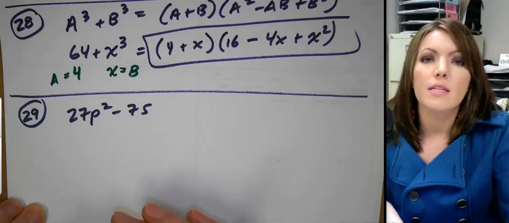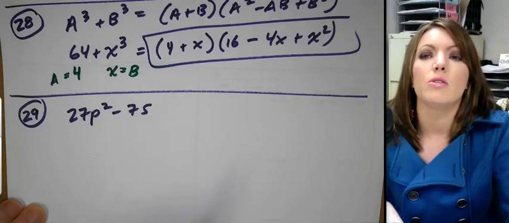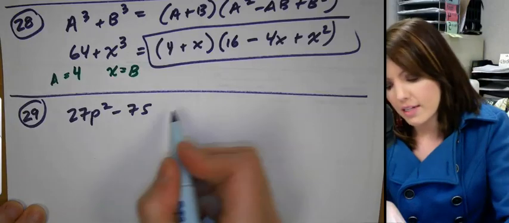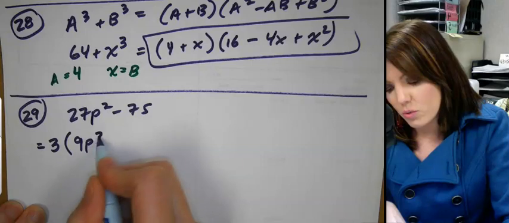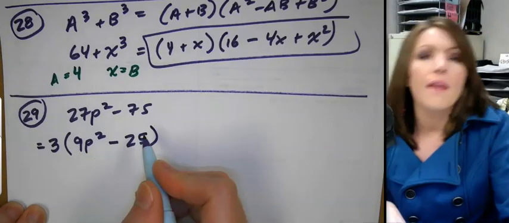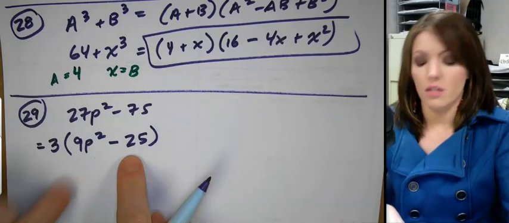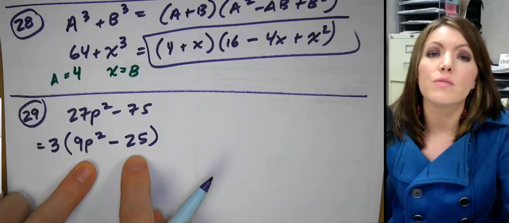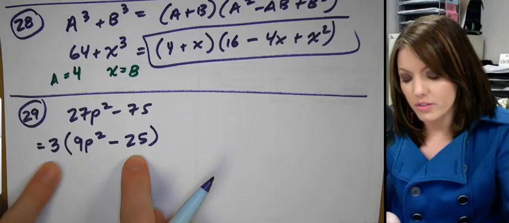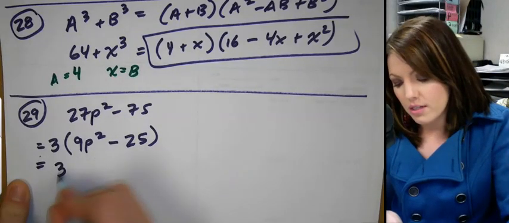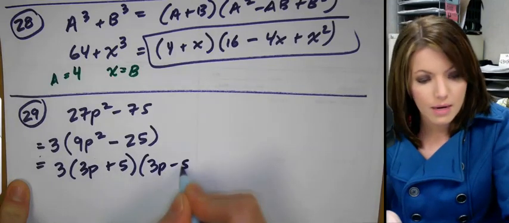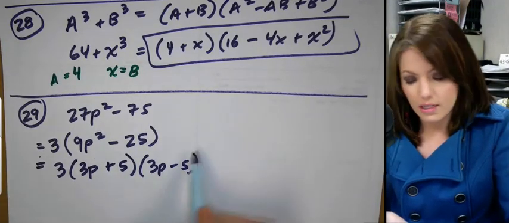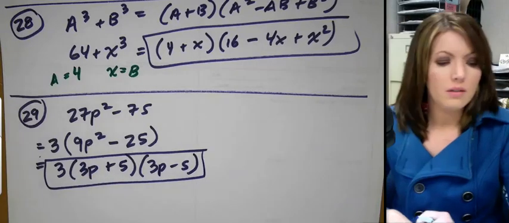So if I'm looking at this right now, I notice that I'm able to factor out 3 from both 27 and 75. When I do that, I get 9p squared minus 25. And then what I hope we all can notice is that what we have in the parentheses is a difference of 2 squares. And remember, a difference of 2 squares factors like this: 3p plus 5, 3p minus 5. That would be C.